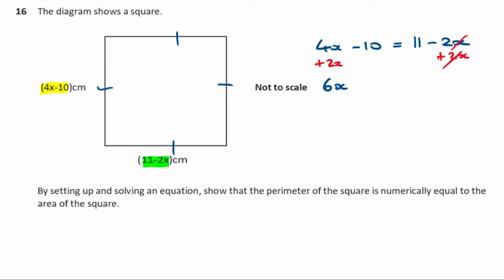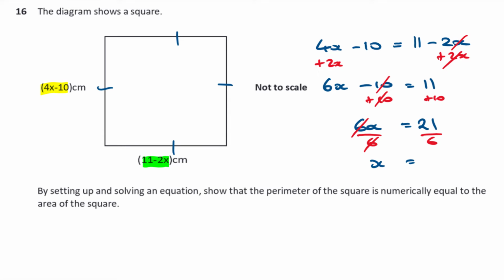So that's going to give me 6x minus 10 is equal to 11. Now the next thing I'm going to do is add 10 to both sides. That will get rid of that one, leaving me with 6x on the left, and then 11 plus 10, well that's 21 on the right. And then finally, to get x by itself, I'm going to divide both sides by 6. That will cancel with that, leaving me with x.